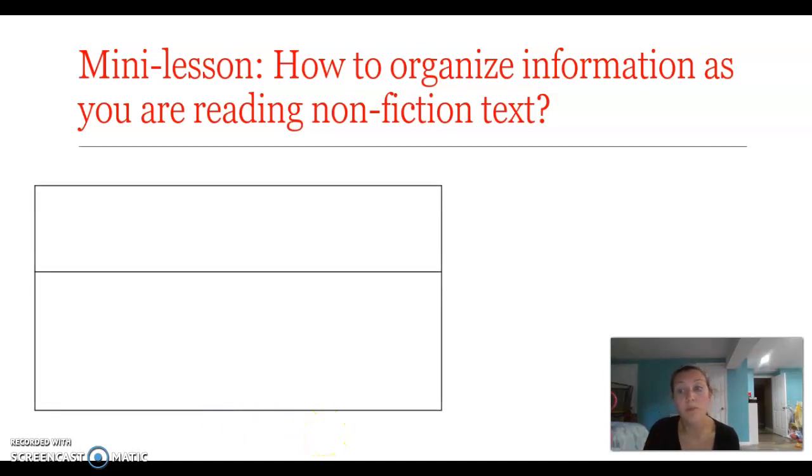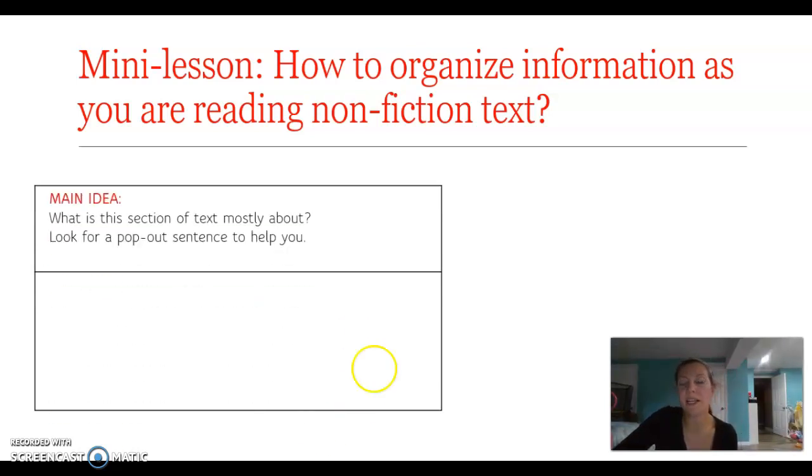It's called boxes and bullets because simply in your reading notebook, you would draw a box, and in the top rectangle, you would identify your main idea, which is going to be what the text is mostly about. And we're going to talk about how we can look for a pop-out sentence that might help us to figure out what the main idea is.